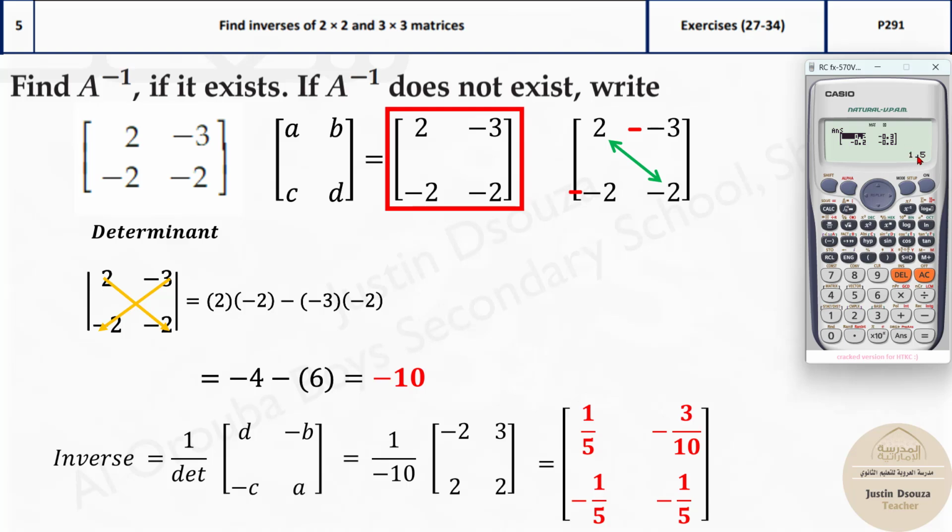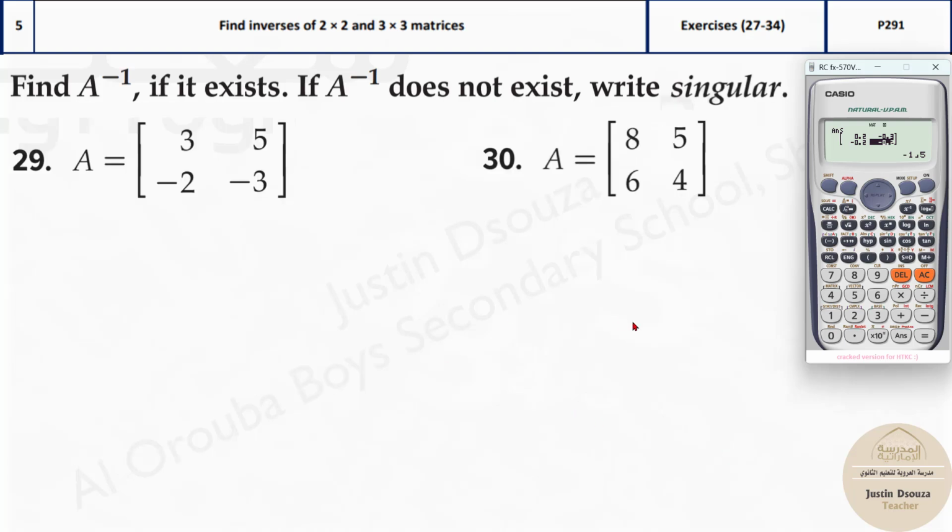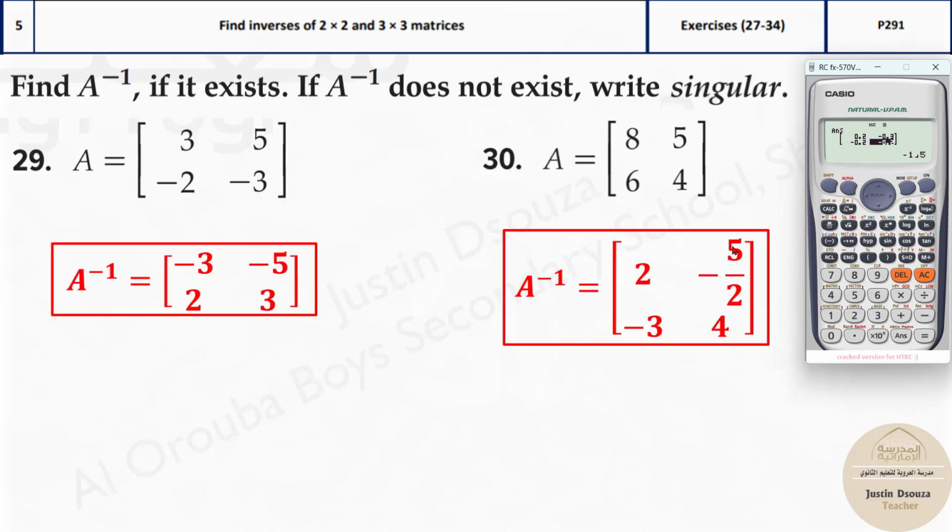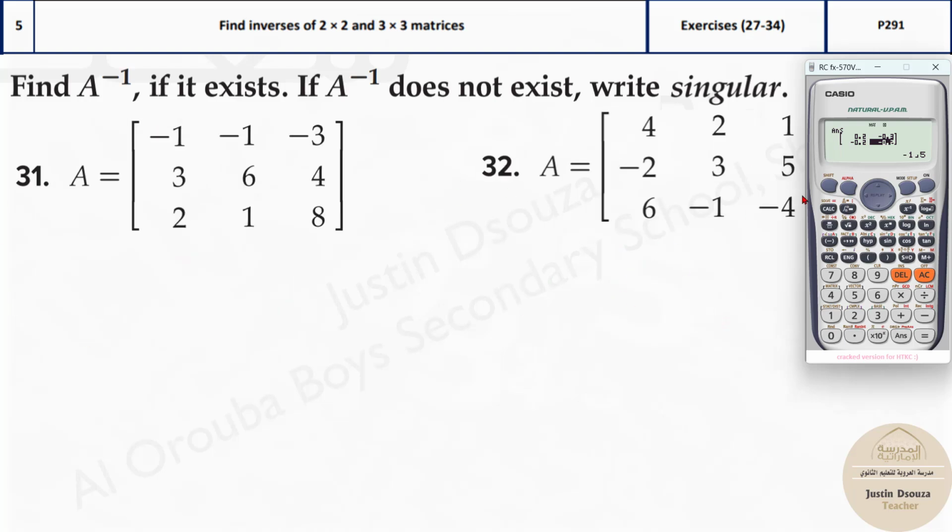It's 1, this is the fraction symbol, 1 by 5, minus 3 by 10, negative 1 by 5, and negative 1 by 5. Those are the answers. So that's how we do it. Even if it is a 3 cross 3 matrix, it's the same method. Please do this by yourselves, and I'll do one 3 cross 3 matrix.